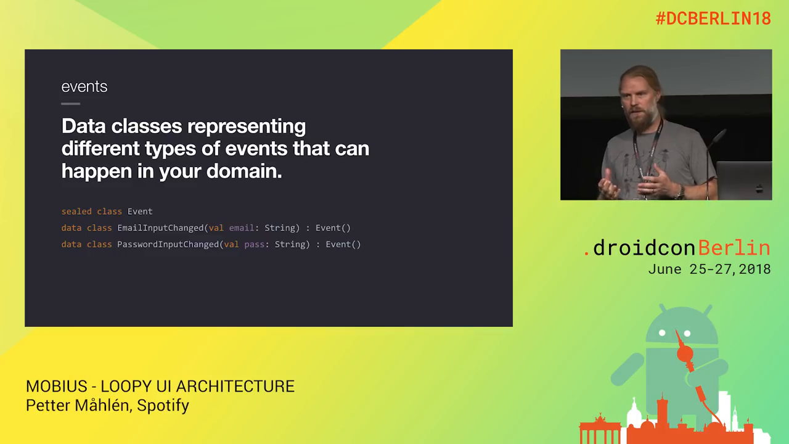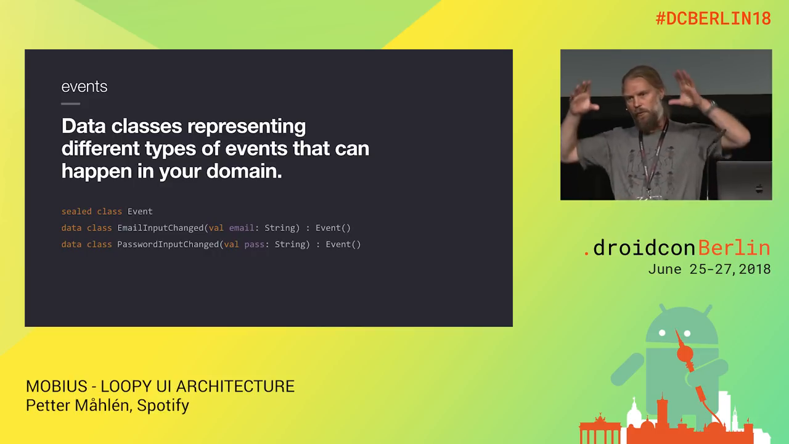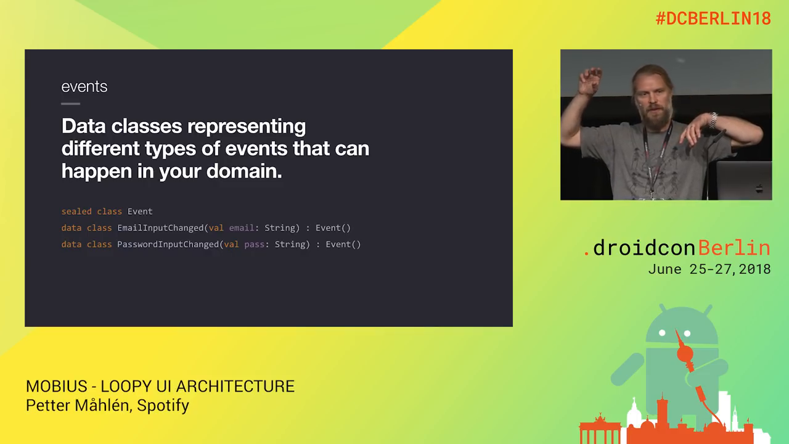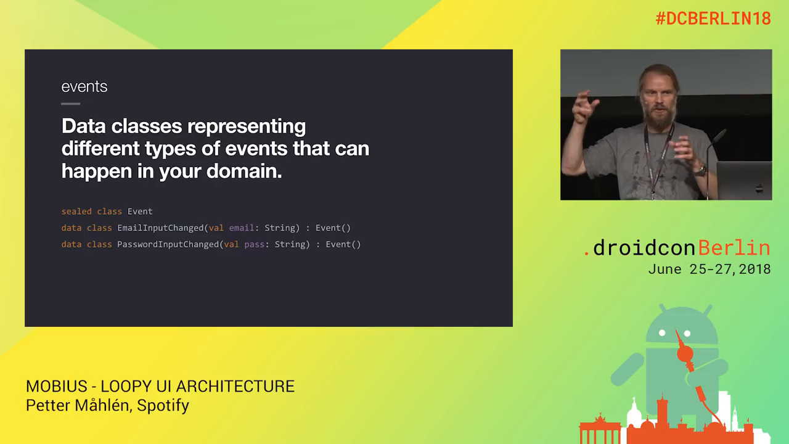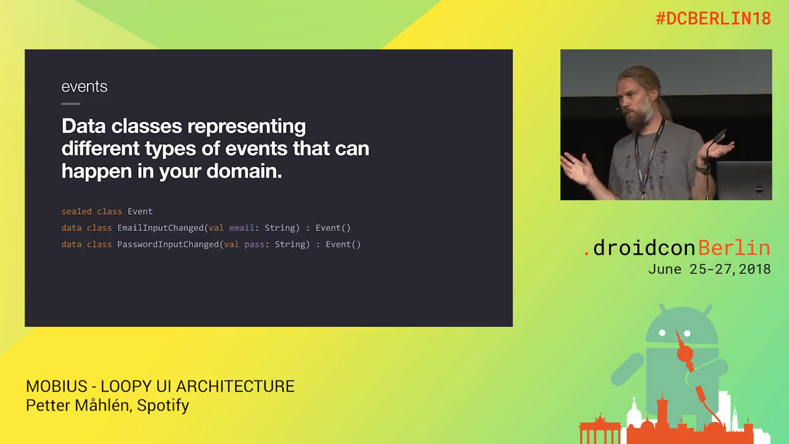Then the events. These are things that happen in the feature that can change the state, can affect the things that happen in the program. If we have the view with the two input fields, then two of the events that can happen are that the input for email changed or the password input changed. So we have some code in the UI, a listener, that detects this, and then we get the text value and send an event, which is email input changed and password input changed. Events are, just like the model, immutable data objects.